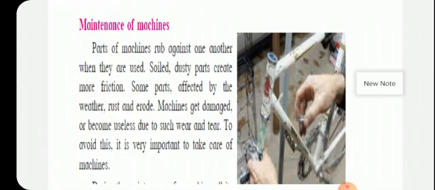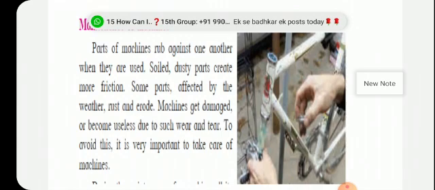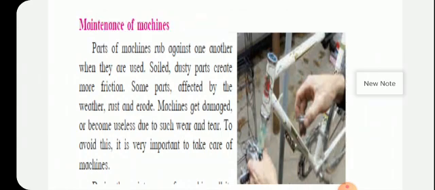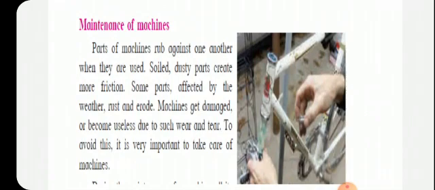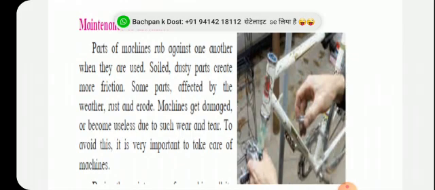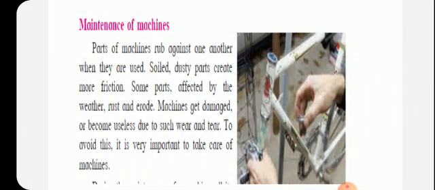Sometimes they may get affected by the weather. So these machines become useless if we are not taking care of them. So avoid this. We have to take care of it. So how to take the care? While taking care of this simple machine, we have to maintain its parts. We should wipe them clean, and after that we have to keep them covered so that it will not be affected by the dust which is present outside.